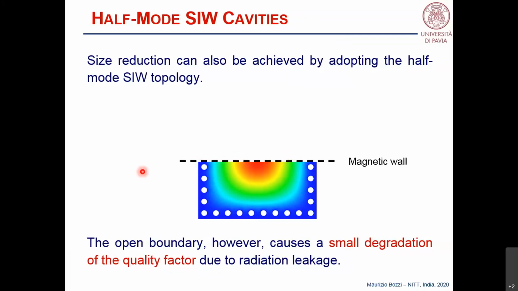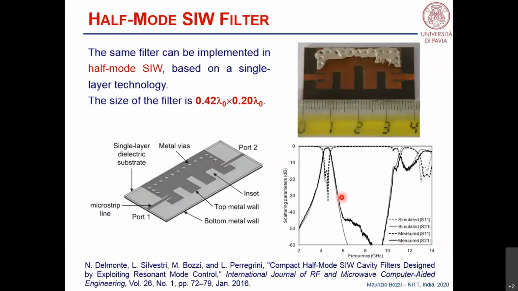Of course, also in this case, you can simply combine half-mode cavities to obtain filters, or you can do something as we did for the folded structure. So we can insert some insets that control the first and second cavity mode.